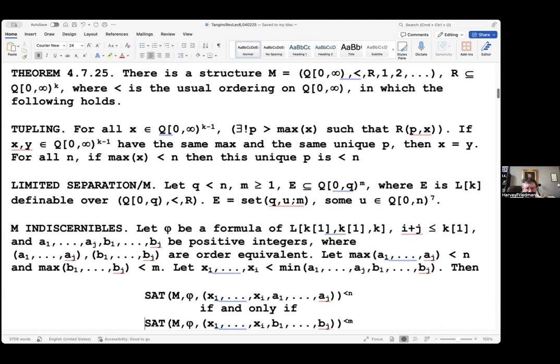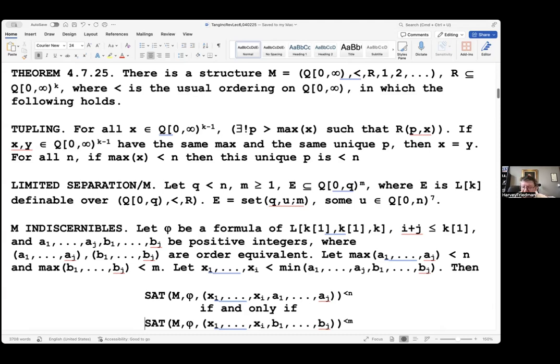All right. And also this unique p is always less than the indiscernible n if the max is less than the indiscernible n. All right. By the end of 4.7, that is in 4.7.25, we actually have a pretty good form of limited separation. First of all, L of k is the full predicate calculus on a k-ary relation symbol with less than.